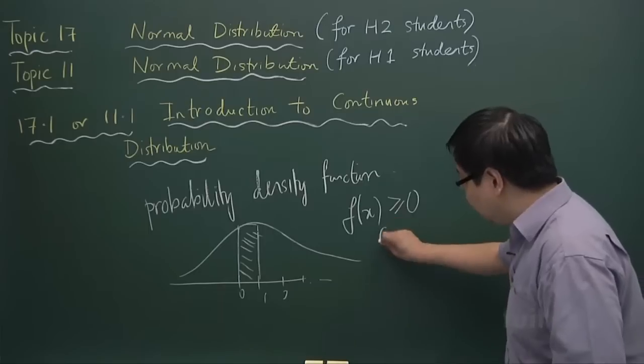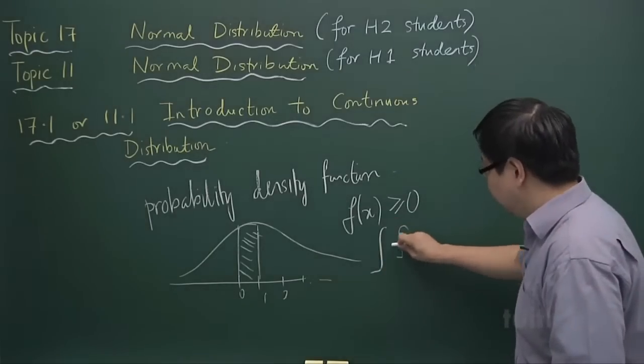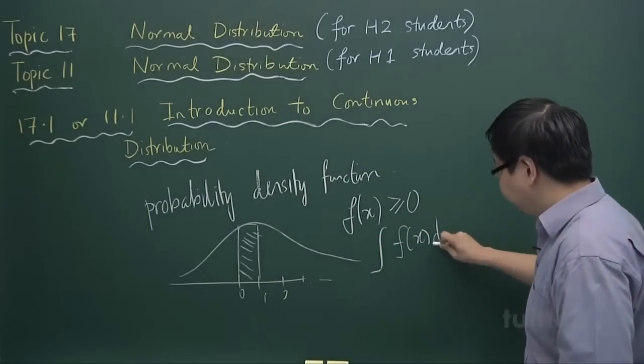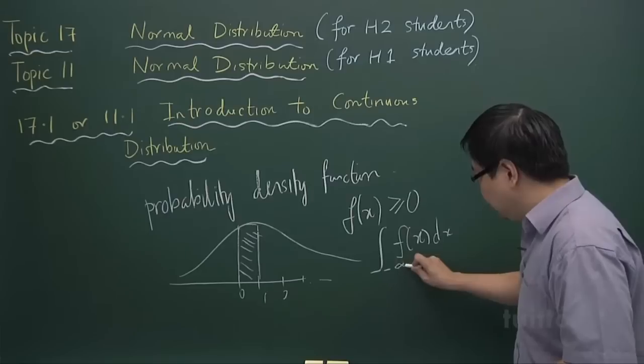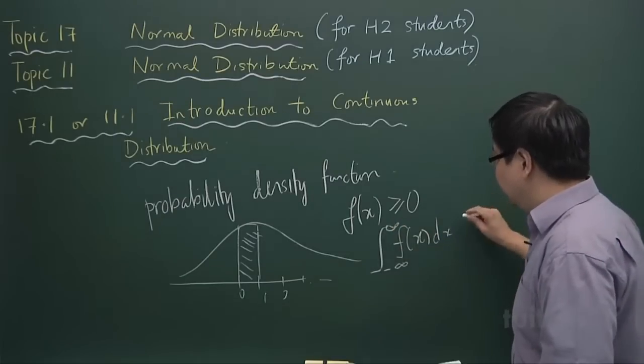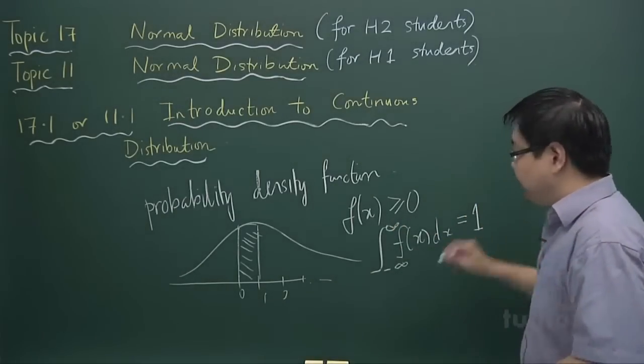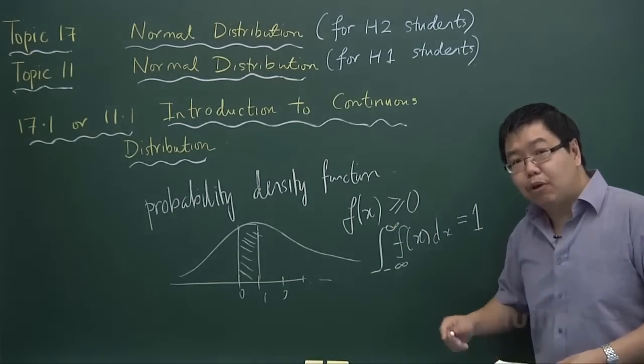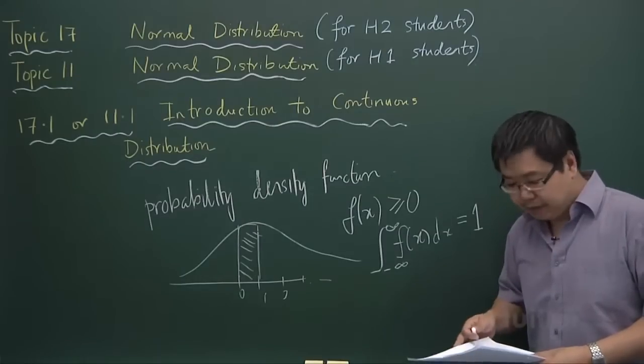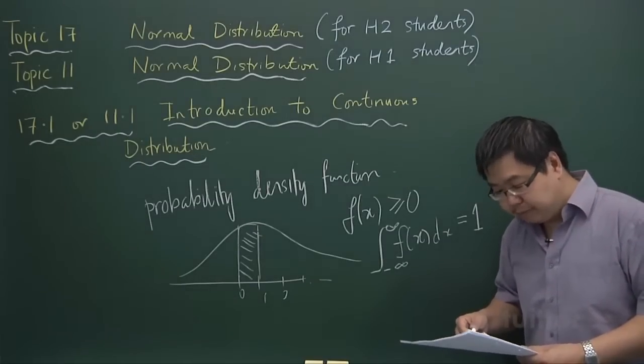And the other condition is that the integral of the density function from minus infinity to plus infinity will always be 1. Okay? Something similar to the probability distribution function, okay, for the discrete random variable.